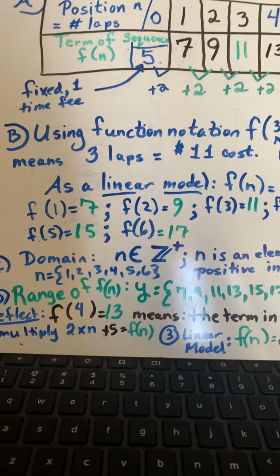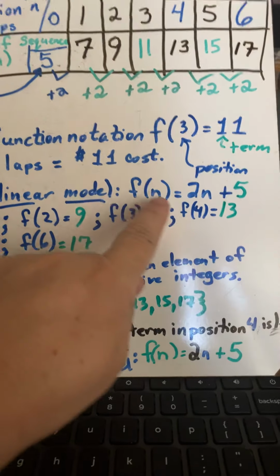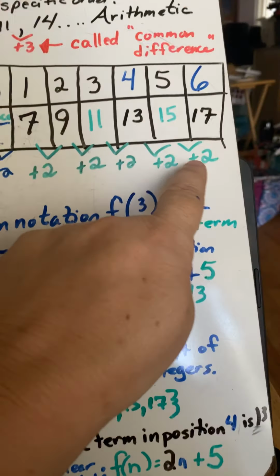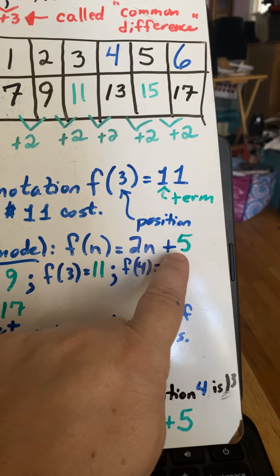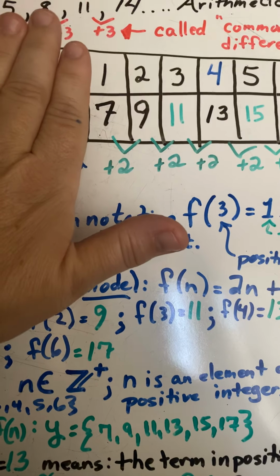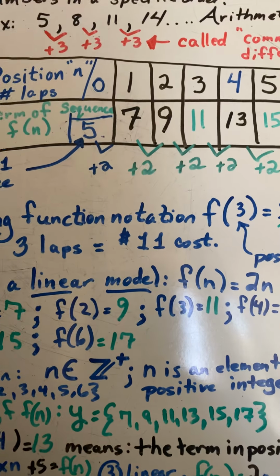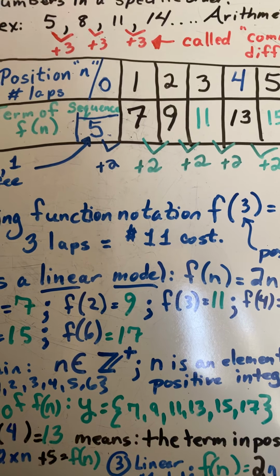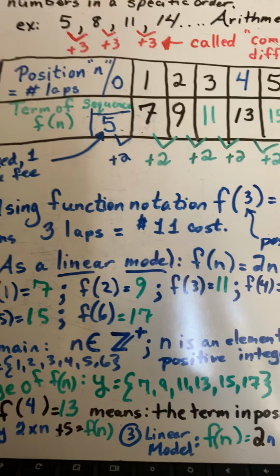Again, this is an amusement ride. As a linear model, f of n is equal to 2n plus 5. And so what we see is there's your slope. Where did it come from? The common difference between the terms in the sequence. Where did that 5 come from? That's your y-intercept. And again, that was not given. That is something you need to back into. Okay, the 0 term, which we know doesn't exist in reality, but what it is, it would be before you start, you still have to pay $5. All right, so that's a fixed one-time fee.